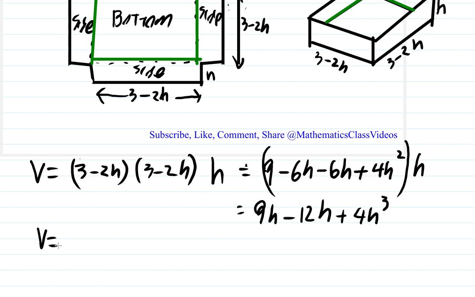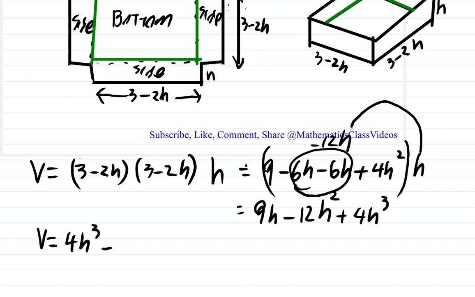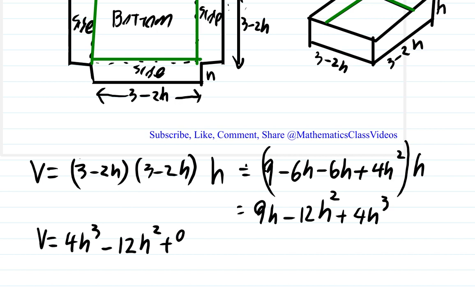Let's write it this way. V equals 4h cubed minus 12h squared, because negative 12h times h gives you 12h squared, plus 9h. So here now, this would be 4h cubed minus 12h squared plus 9h. So that's what you have.